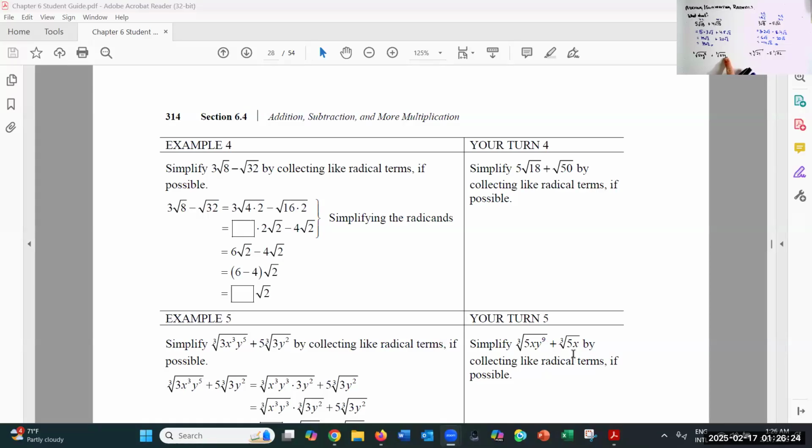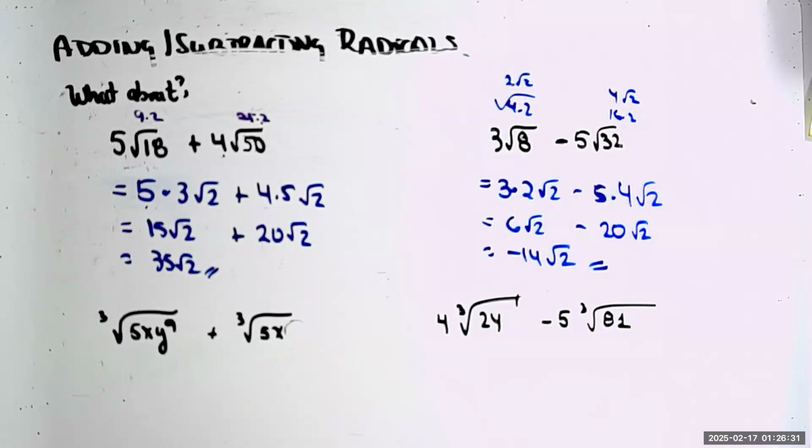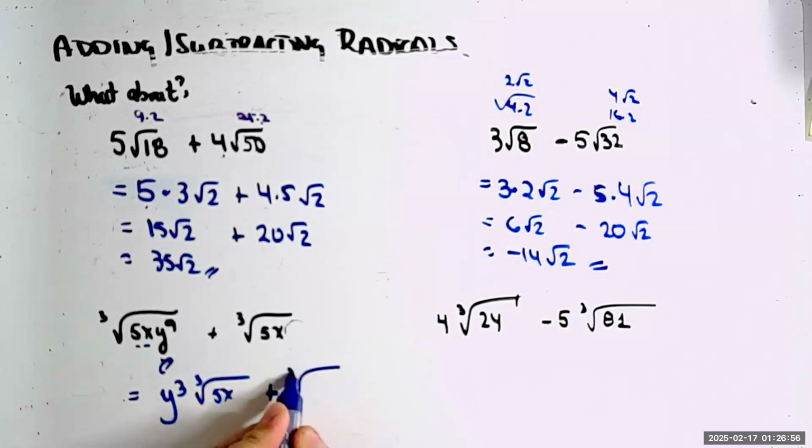Yeah, again, this y doesn't, otherwise we cannot combine anything. Okay, so what do we have here? Notice that the cube root of y to the 9 will be y cubed, and the 5 and the x stay the same. So this is going to be equal to y cubed cube root of 5x plus cube root of 5x.